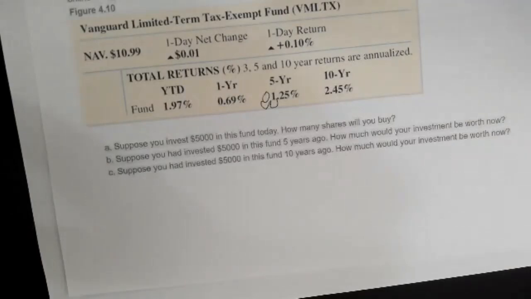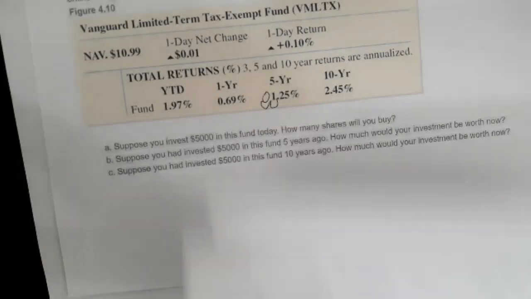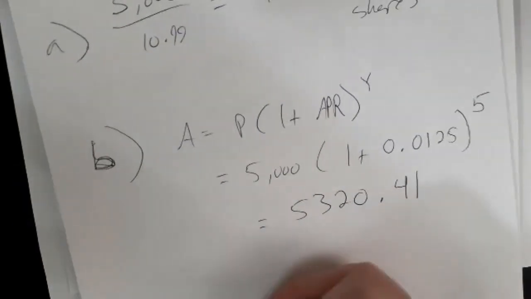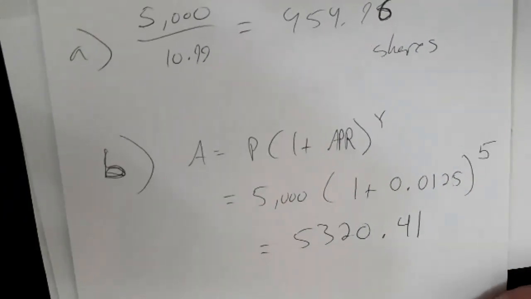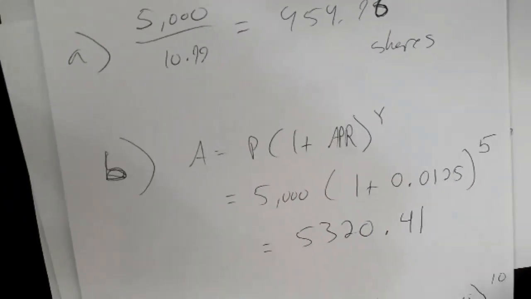See, they want to know for 10 years now. So how much would your investment be worth now? This is the same thing. I want to do 5,000 times 1 plus my APR, and my APR for 10 years is now going to be a little different: 0.0245, and I want to raise this to the 10th power.